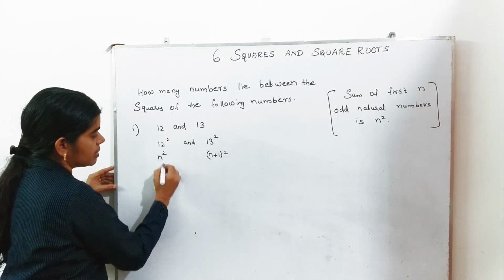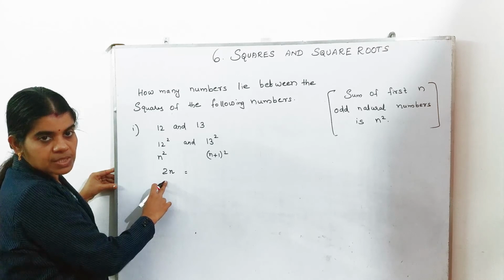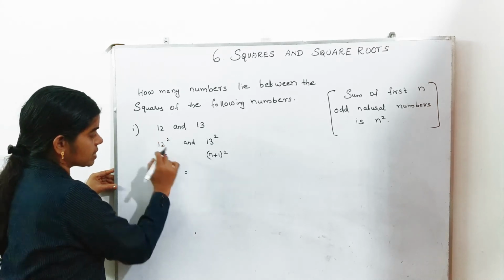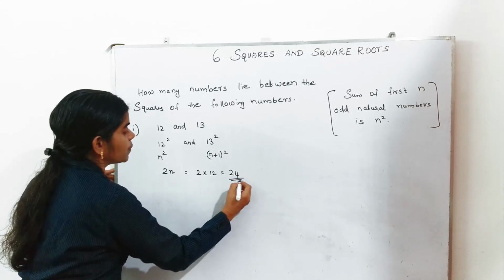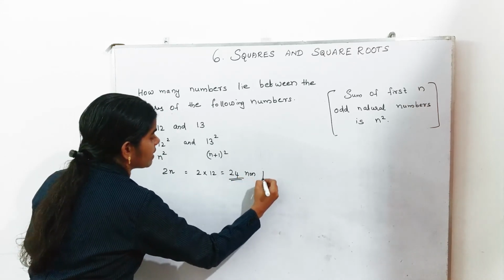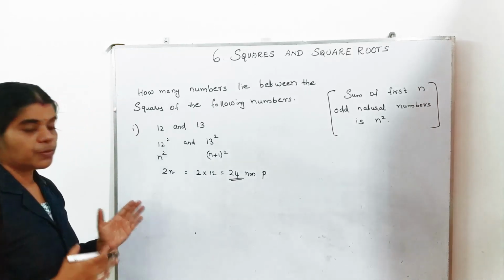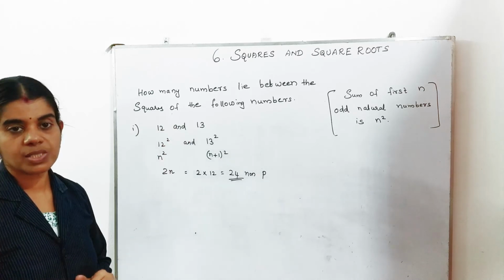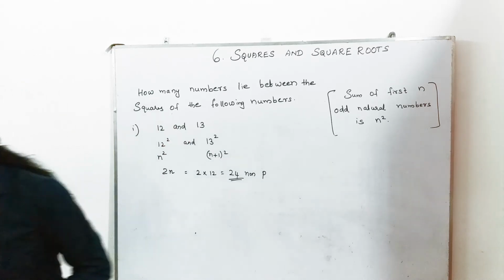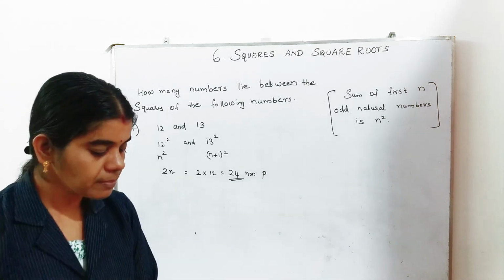In between two consecutive perfect square numbers, 2n non-perfect square numbers will be there. N means the first number, that is 2 into 12. Therefore, 24 non-perfect square numbers will be there. Or how many numbers? 24 numbers lie between 12 square and 13 square. Is it clear?